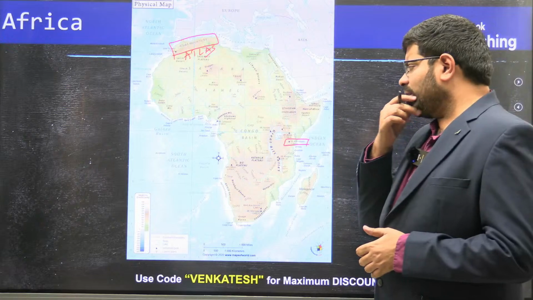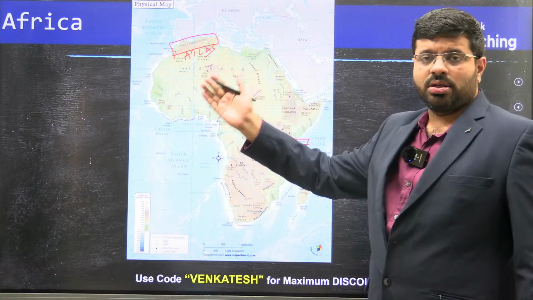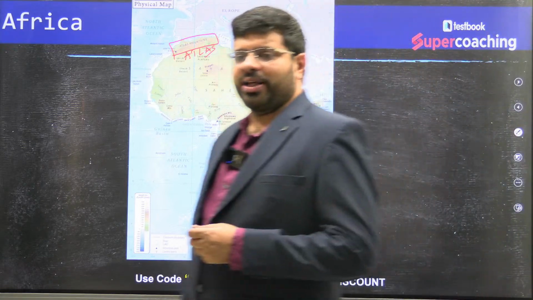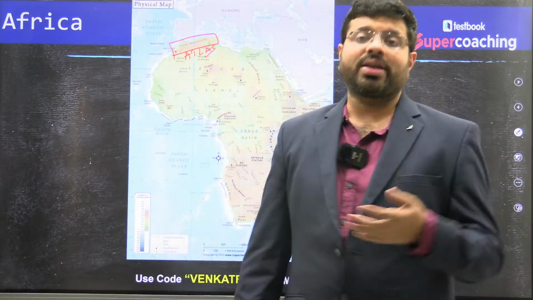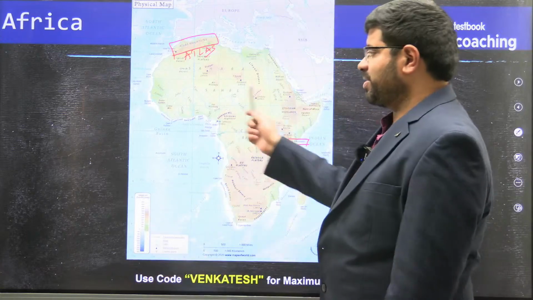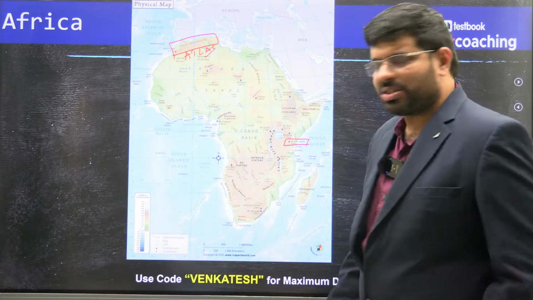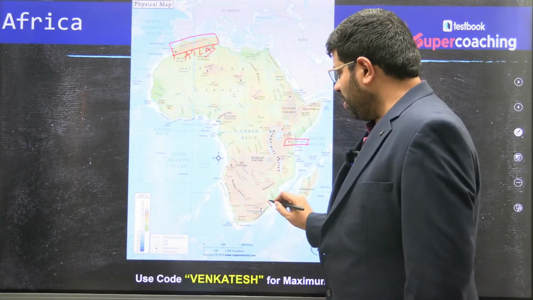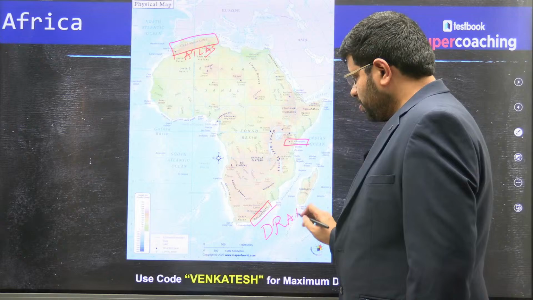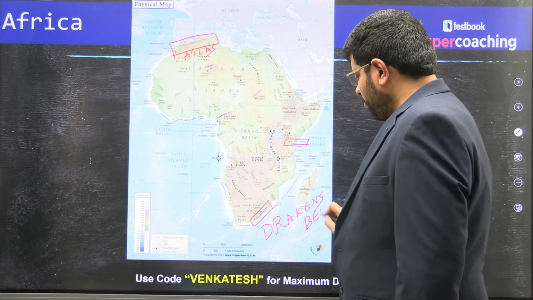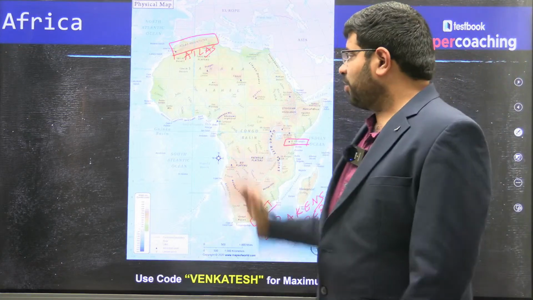So when you talk about the Atlas Mountains and all, what I'm trying to tell you here is that you don't find a continuous range of mountains like the Andes, the Rockies, or the Himalayas. Very, very few. Atlas is one mountain, and there is another mountain chain to a certain extent, though some people don't call it that: the Drakensberg. Drakensberg Mountains, or some people even call them escarpments.